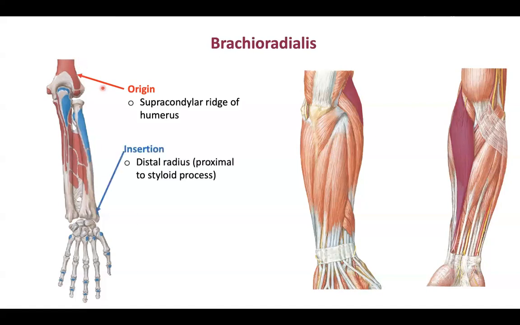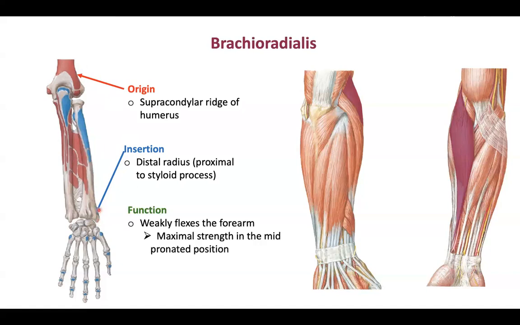So brachioradialis, as the name indicates, is inserted into the distal part of radius, just above the styloid process. And its function is flexion. This muscle is unique in that it lies in the posterior compartment, in the extensor supinator compartment, but its action is flexion.